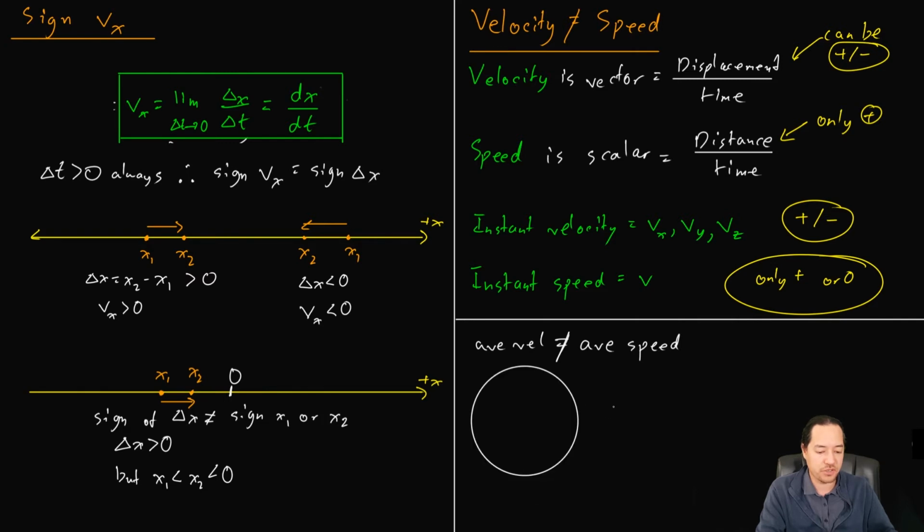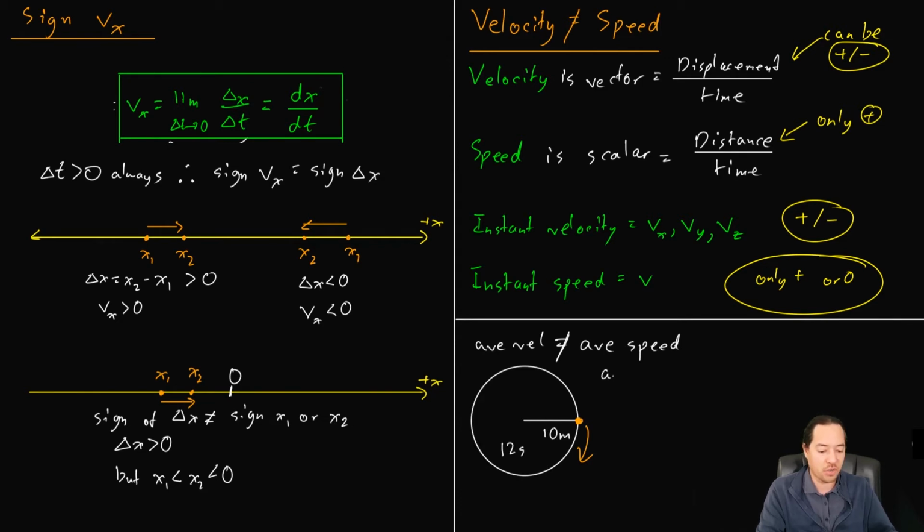Here's a circle, and we have this circle with a radius of 10 meters. Let's say that you are right here. Here's your initial position, and you're going to walk around clockwise in a circle until you return to the same point. And let's say it takes you 12 seconds to walk around this circle.